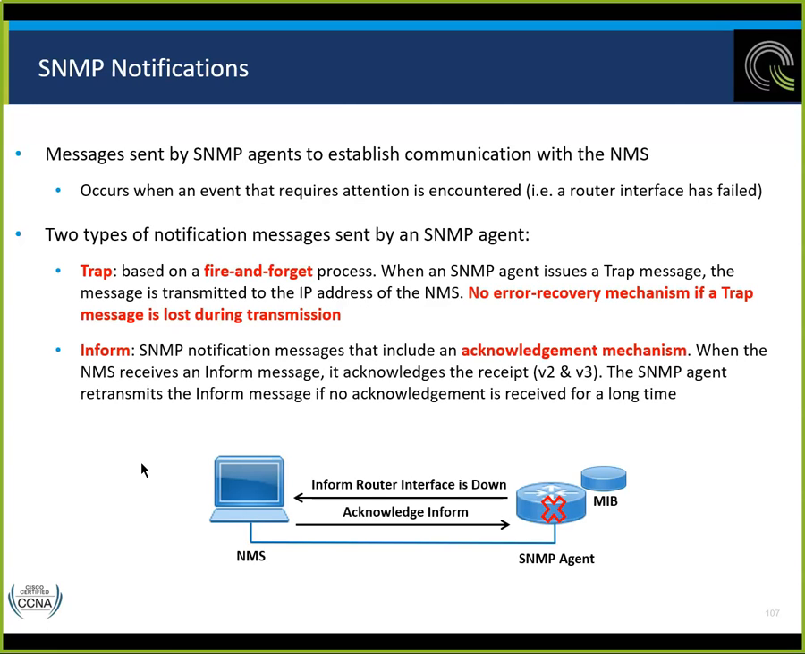The inform message has an acknowledgement mechanism associated with it, so we get some acknowledgments from it. It acknowledges the receipt in version 2 and version 3. The agent retransmits the inform message if there is no acknowledgement for the information.